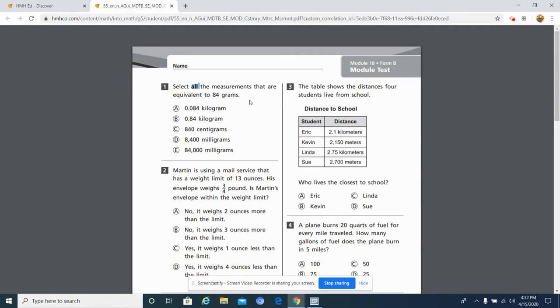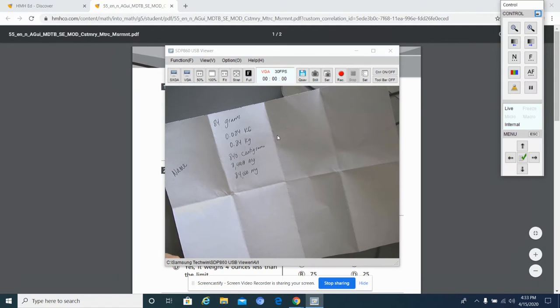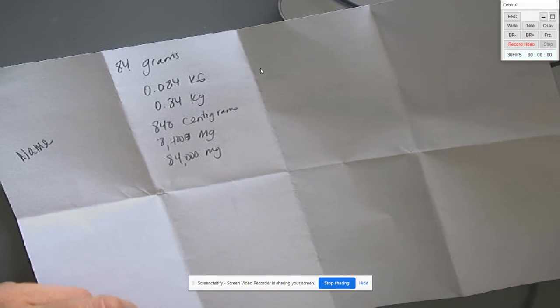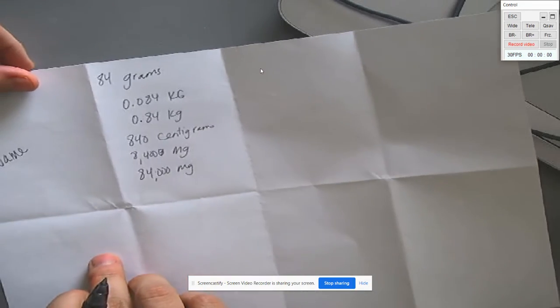Okay, so I'm just writing this down. A is 0.084 kilograms. B is 0.84 kilograms. You should be writing this down on your paper along with me. Centigrams, 8,400 milligrams, and 84,000 milligrams. Okay, so I've got that written down. My kids are outside playing, so you'll probably hear them.